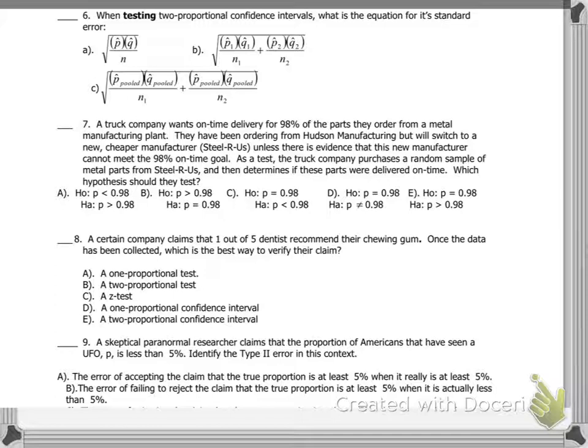Okay, the big thing here is testing two proportions. Now, this right here is only when we're doing confidence intervals. Remember that we pool when we're testing. And I did not want to go there with you guys, all right? So the pooling is right here. So the answer is C.